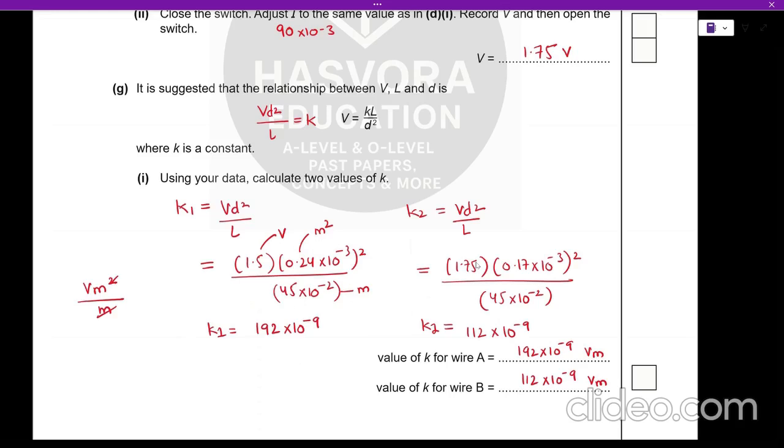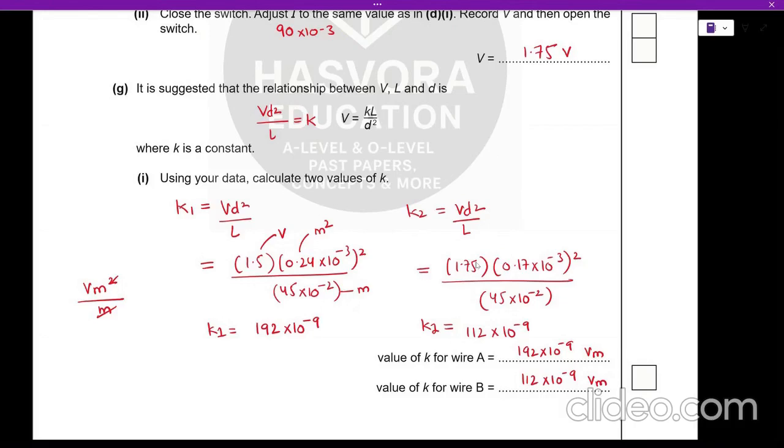Now part G says that it is suggested that the relationship between V, L and D is V equals K over D square, where K is a constant. Using your data, calculate two values of K. As V equals K over D square, where K is the constant, we have to just multiply D square with V and then divide it by L to obtain K. So K will be equal to V D square divided by L.